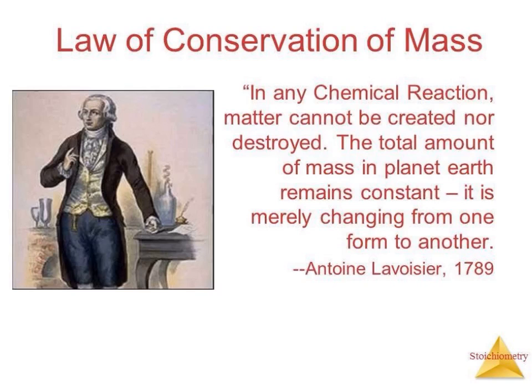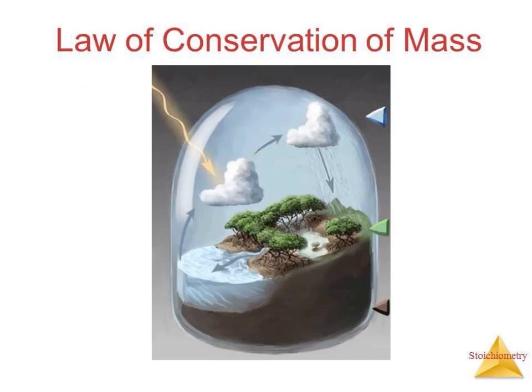According to Antoine Lavoisier, no new matter is created nor destroyed on this planet. Thus, in any chemical reaction, matter cannot be created nor destroyed. He also added that the total amount of mass on planet Earth remains constant, and it is merely changing from one form to another. This is perhaps one of the reasons why Earth is considered a closed system, but we'll talk more about this in our class tomorrow.